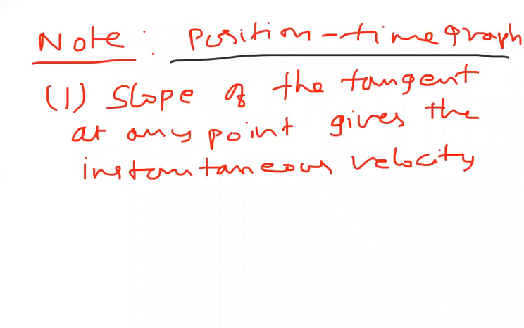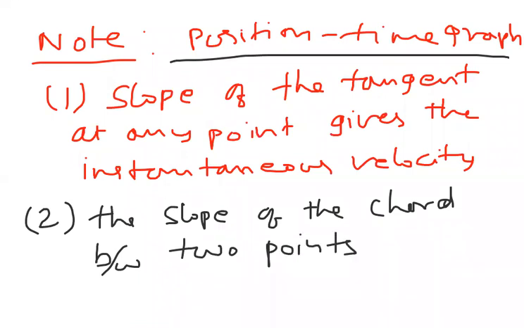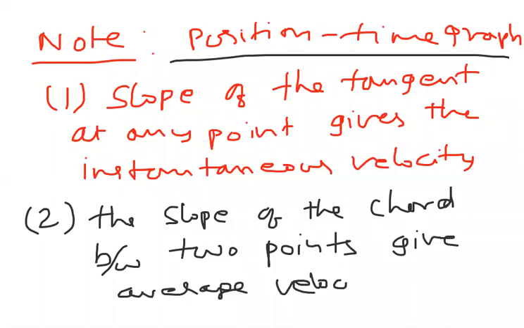So this is the point to be noted. Second point, the slope of the chord between 2 points gives average velocity. These are the two important points to be noted. So this is the information about position time graphs.